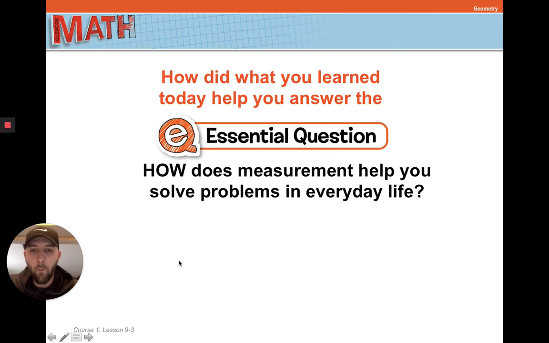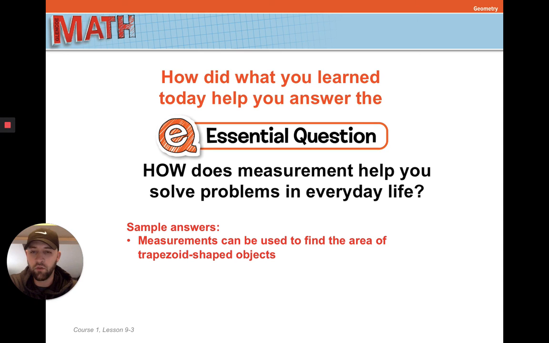How did what you learned today help you answer the essential question? How does measurement help you solve problems in everyday life? Well, we know that measurements can be used to find the area of trapezoidal shaped objects.